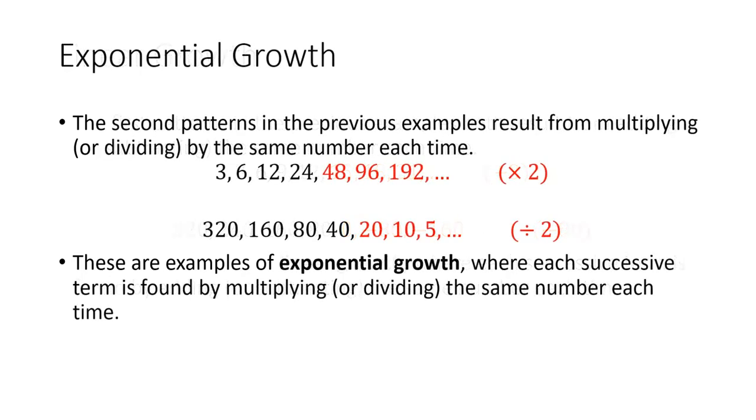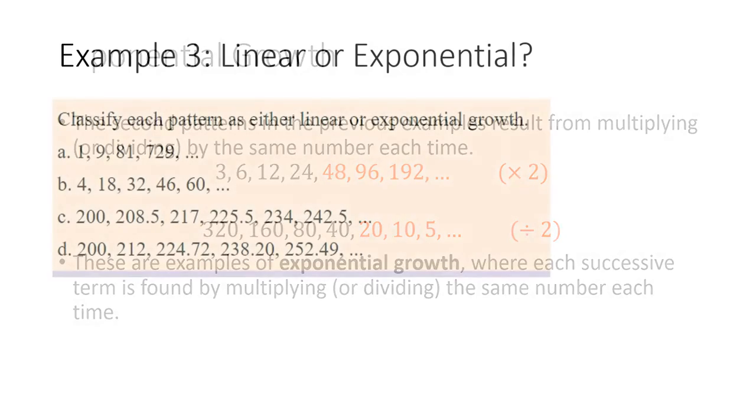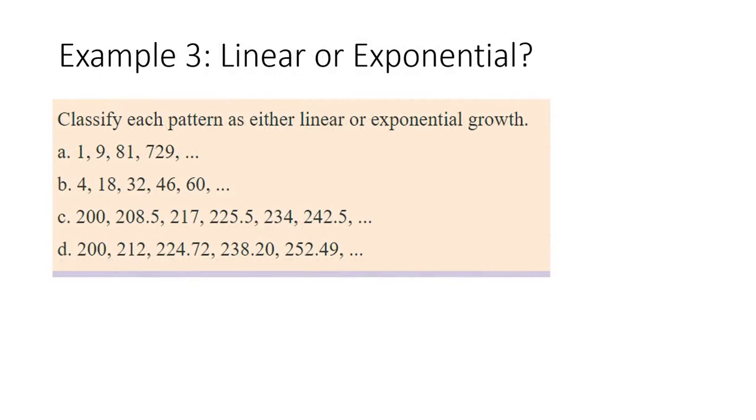The second patterns in the examples resulted from multiplying or dividing by the same number each time. So in the first example, we multiplied by 2 each time, and in the second, we divided by 2 each time. These are examples of exponential growth, where each successive term is found by multiplying or dividing by the same number each time. So we can distinguish between linear or exponential growth by determining whether we're multiplying or whether we're adding each time.